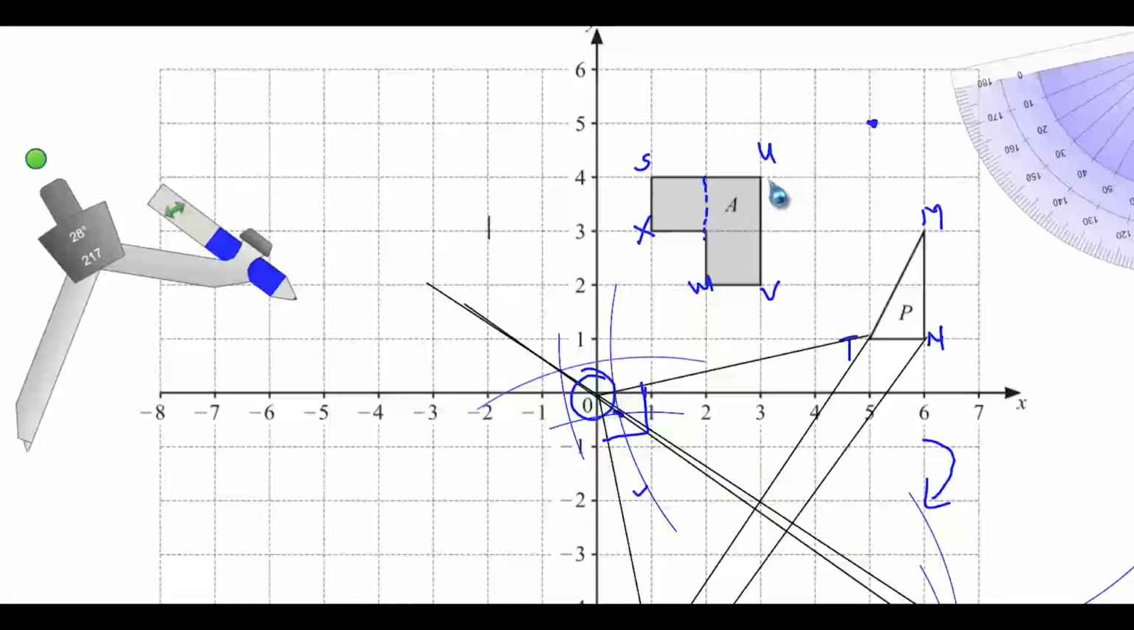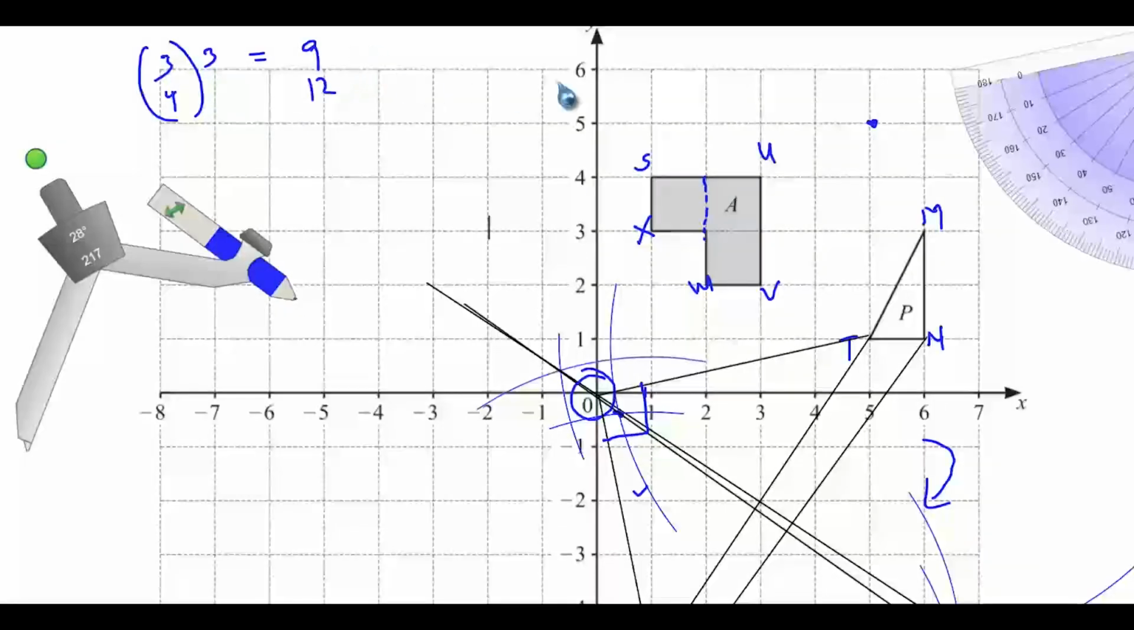Another way is to get the coordinates of each of the points and multiply by the scale factor. It will still help you. So if you start with point U, for instance, U is x equals 3 and y equals 4. The scale factor is 3. So if you multiply by 3, you get 3 times 3, 9, then 4 times 3, 12.